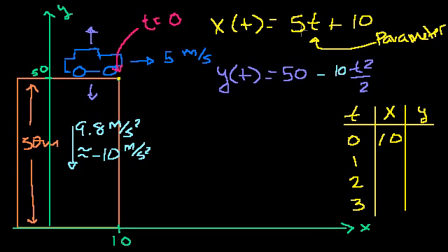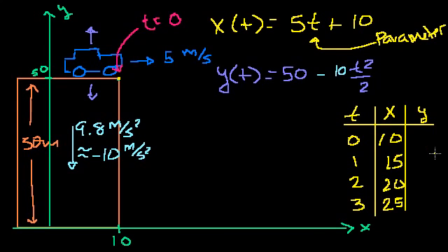At time is equal to 1, what is x? So this is x of 1, if I wanted to write that notation. So 5 times 1 is 5 plus 10 is 15. x of 2, 5 times 2 plus 10, that's 20. And it makes sense. Every second, we're getting 5 meters more to the right. Our x is increasing by 5 meters. So when t is equal to 3, 15 plus 10 is 25.